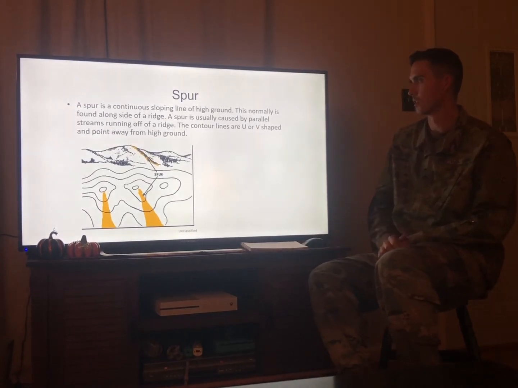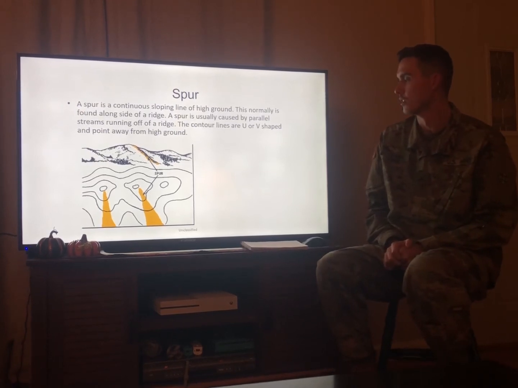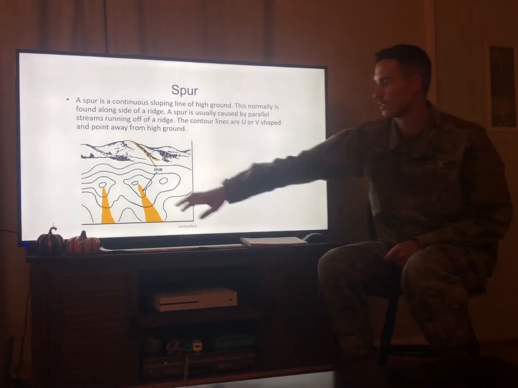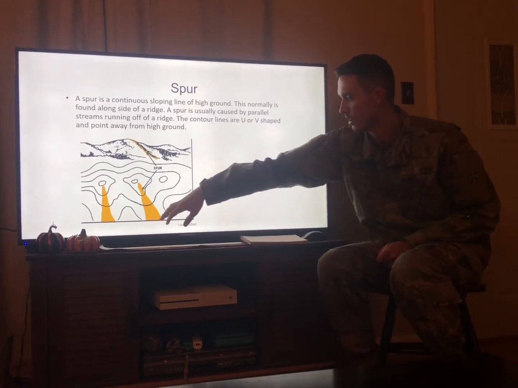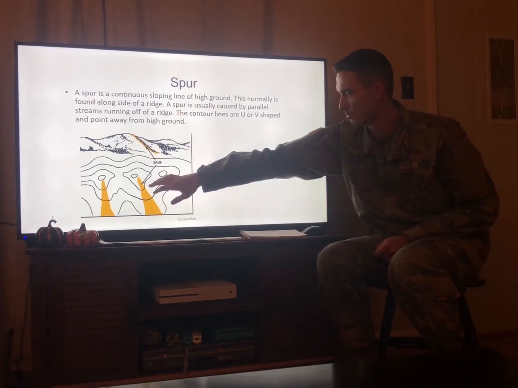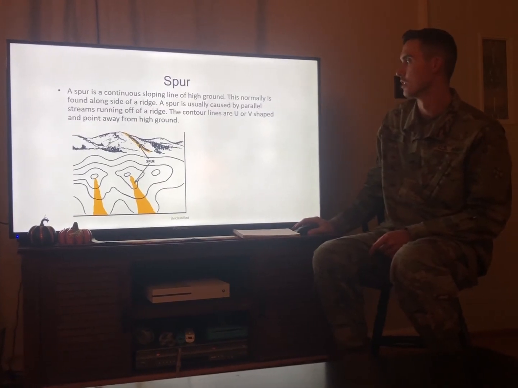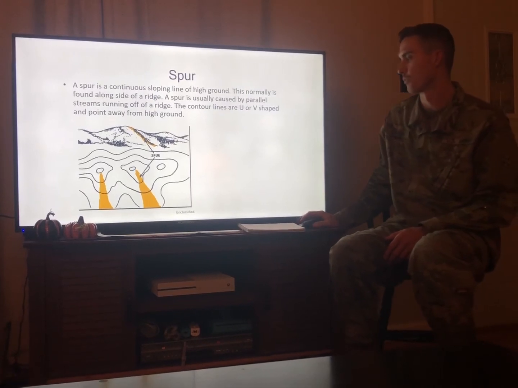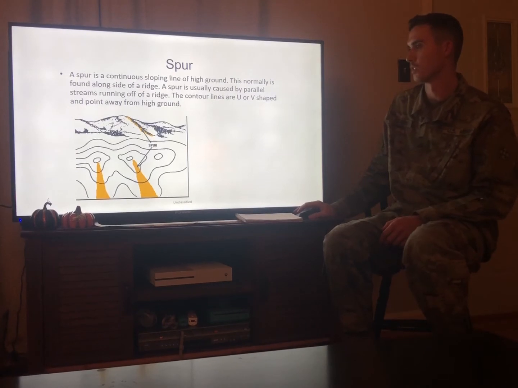The next one is a spur. A continuous sloping line of high ground. It's normally found on the side of a ridge. It can be formed by two parallel streams coming off of the ridge. Not necessarily rivers, they could be, or creeks or just running water that cut formations in the side of the ridge. The contour lines are U or V shaped again, and they point away from the high ground. As you can see here, they point down the spur.